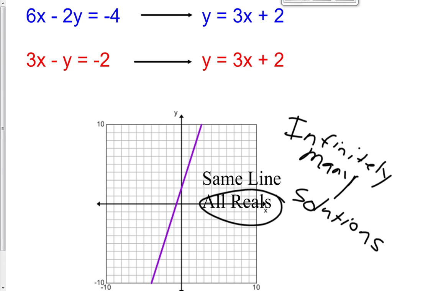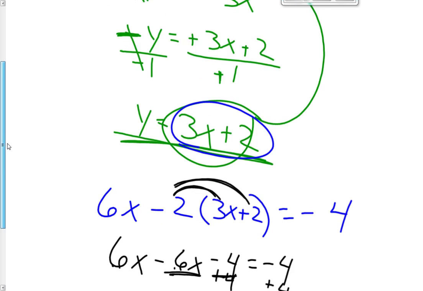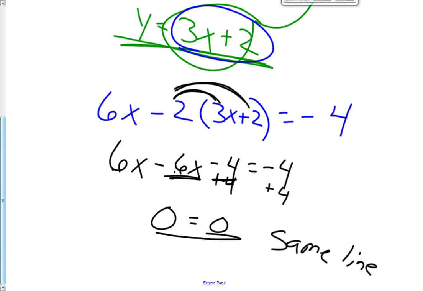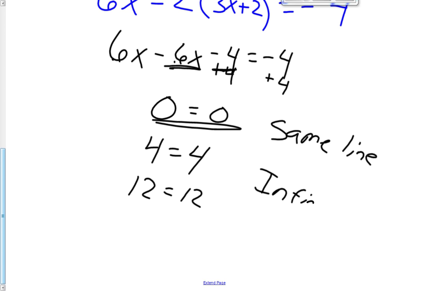So if you ever get, when you're solving by substitution, a true statement like this, like 0 equals 0, or if you end up with 4 equals 4, or 12 equals 12, whatever, if it's one number equals that same number, it's always going to be the same line, which means your solution is infinitely many solutions.